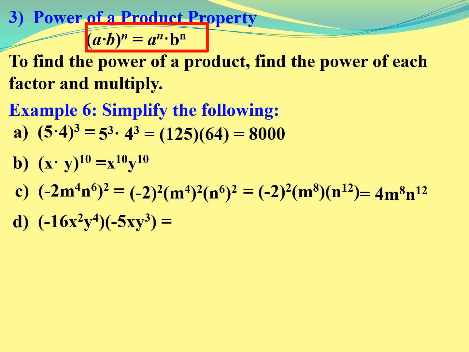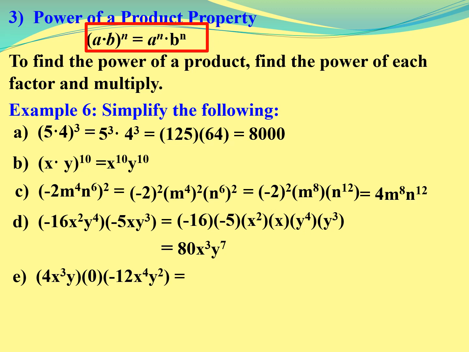Letter D. Quantity negative 16x squared y to the 4th times quantity negative 5x y cubed. This is equal to negative 16 times negative 5, x squared times x times y to the fourth times y cubed. Simplifying further, we have 80 x cubed y to the 7.